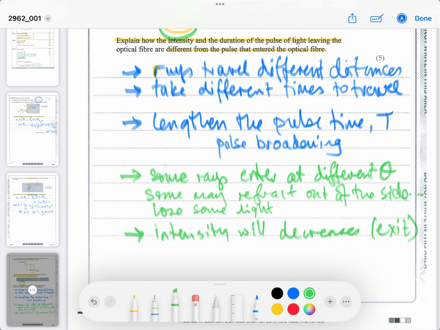These are the crucial things. They travel different distances, they take different times. That means that some rays will arrive before the others. Common sense will tell you that the pulse time will be broader, and some rays will also arrive at different times, so the intensity will be over a bigger time. Therefore, the intensity will also be over a wider area. And because you lose some, the intensity will also decrease.